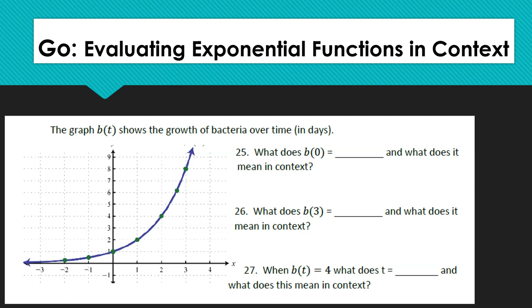B of 0 means that we're looking for the initial bacterial growth. We can see from the graph that when no time has passed, the bacterial growth is 1. B of t equals 4 means that we're looking for the day, or the time, in this case it's in days, when bacterial growth is 4. We can see from the graph that on day 2, the bacterial growth is 4.